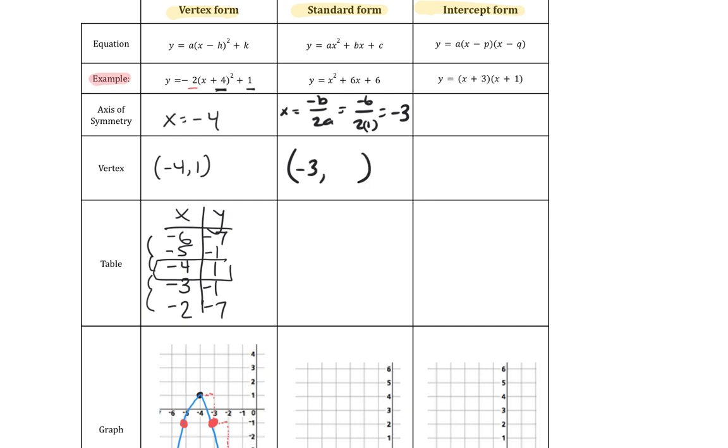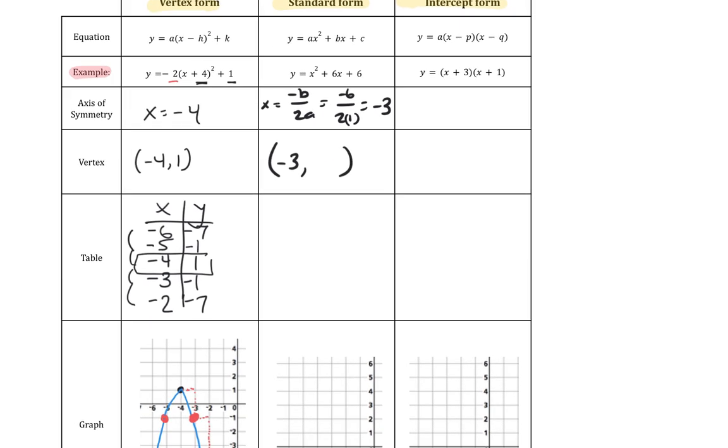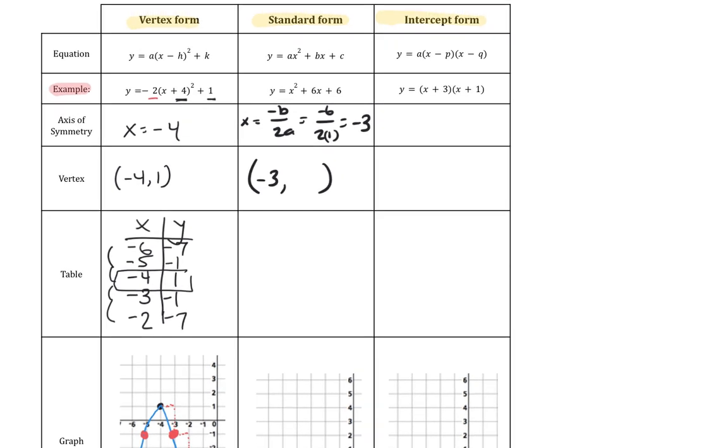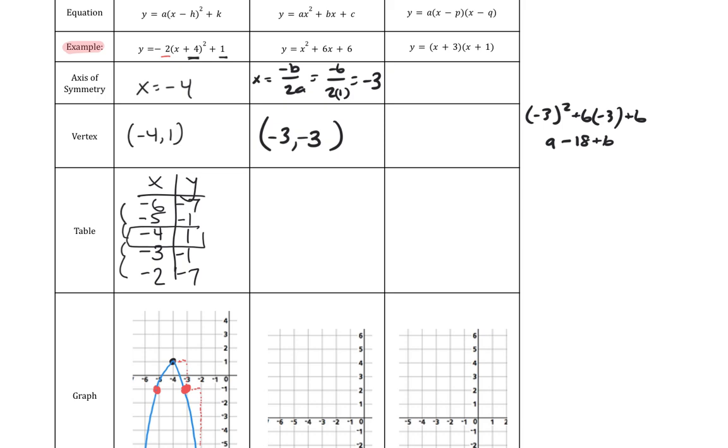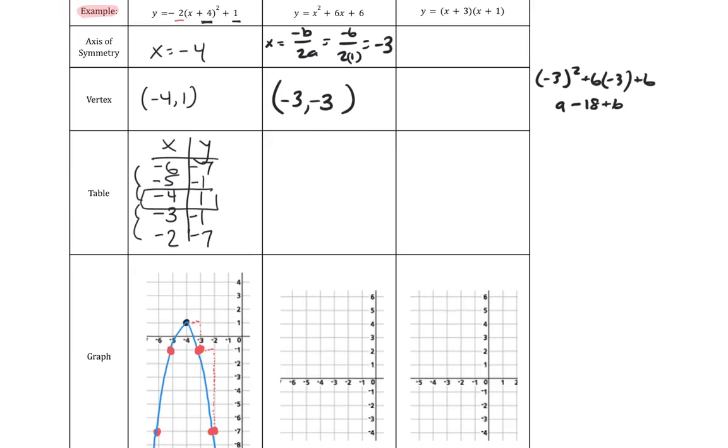And then I'm going to plug that into the original equation. I'm running out of room a little bit, so I'm going to go -3 squared plus 6 times -3 plus 6. So I get 9 minus 18 plus 6. Oh, actually, no, that's going to be a -3, right? 9 minus 18 is -9 plus 6, -3. So we have -3, -3 is going to be my vertex.